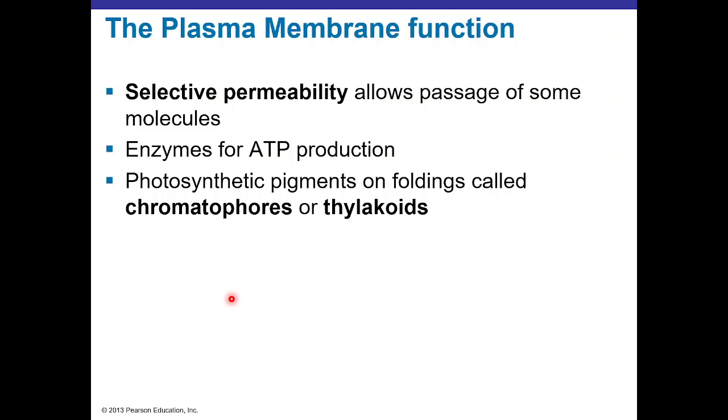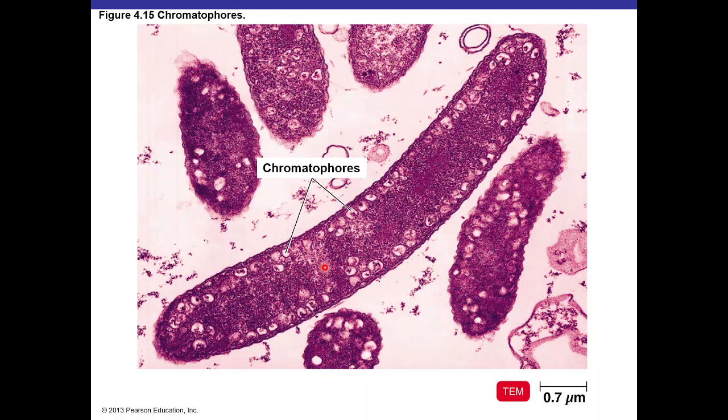Function of the plasma membrane to maintain selective permeability. It allows the passage of some molecules but prevents the passage of others. In the prokaryotes, there will be plasma membrane enzymes to produce ATP because prokaryotes don't have mitochondria to produce ATP. Other prokaryotes will have pigments in foldings that are known as chromatophores or thylakoids that allow them to undergo photosynthesis. So in this case, this is a bacteria, this is a long rod, and you have here the chromatophores that help this bacteria to carry out photosynthesis.